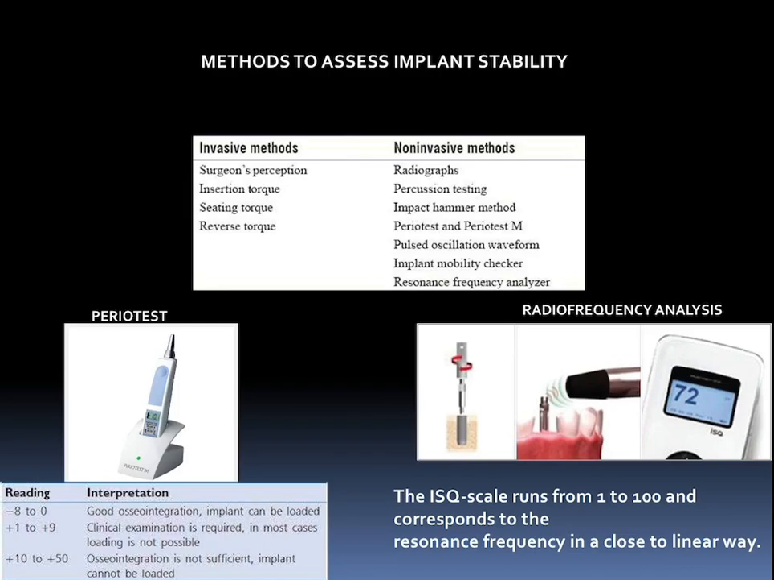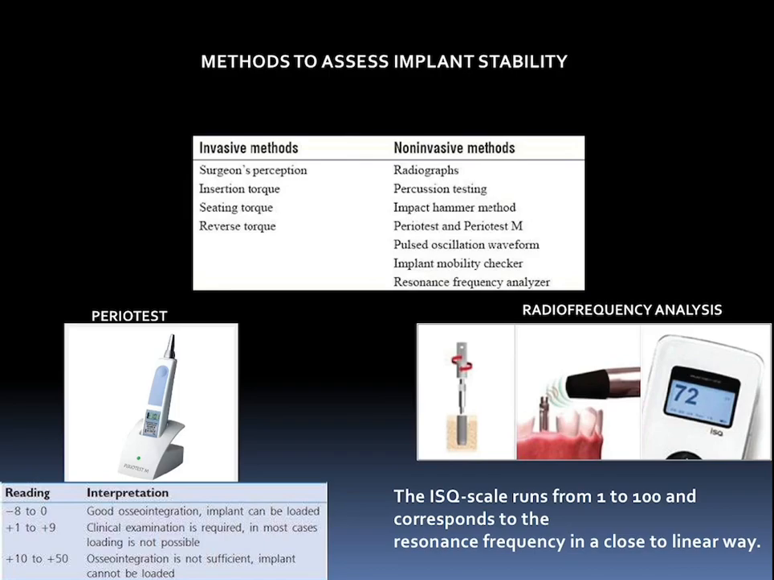Now when I talk about the methods to assess implant stability, it can be invasive methods and non-invasive methods. The invasive methods are used in an open site, so it is called an invasive method. They can be surgeon's perception, insertion torque method, the seating torque method, as well as the reverse torque method, which are used directly with the help of an implant ratchet while placing an implant. The non-invasive methods can be radiographs, percussion testing, impact hammer method, the Periotest, implant mobility checker, and the RFA analysis, that is the radio frequency analysis.